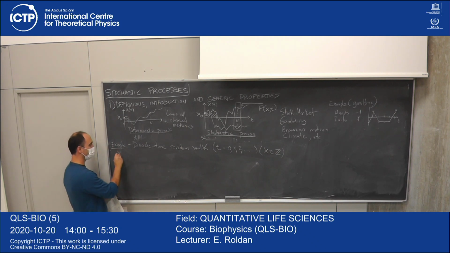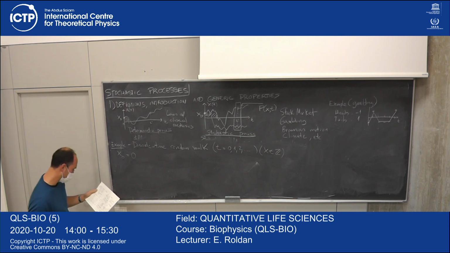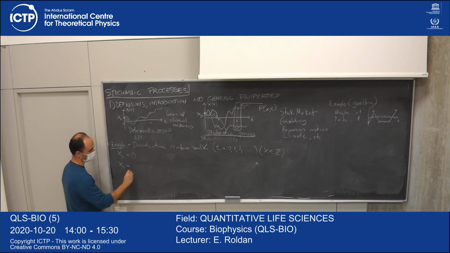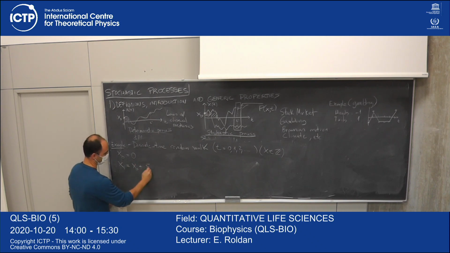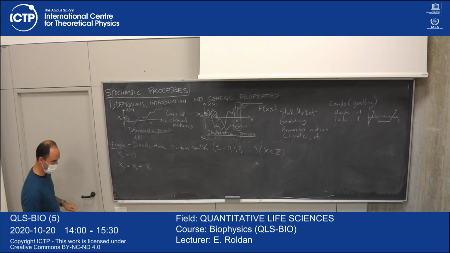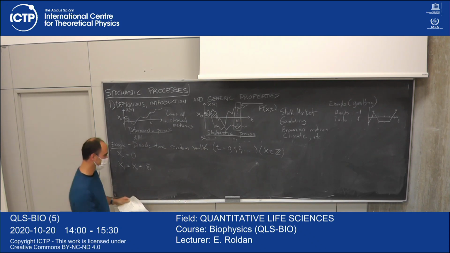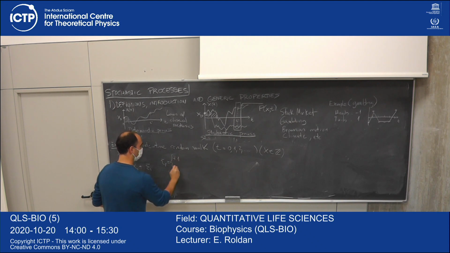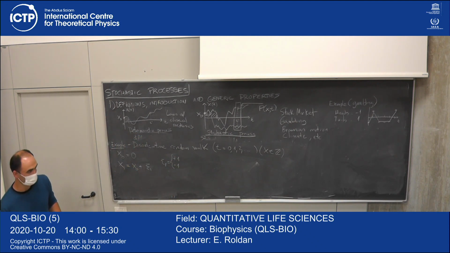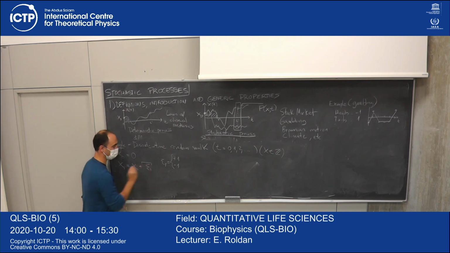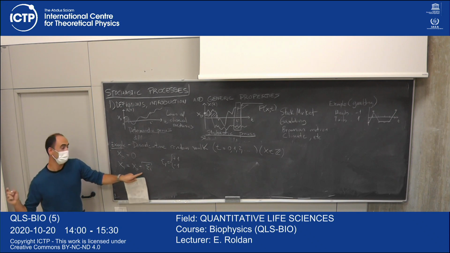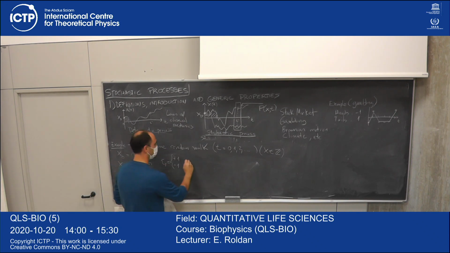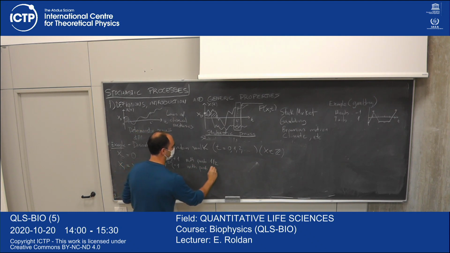It is defined as follows: at time 0, we are in 0. At time 1, we are in x1, which is x0, which is 0, plus a noise increment, xi1. So what is xi1? Xi1 is plus 1 or minus 1. So it's a random variable. This is a random variable. This is not random because it's the previous step. But this is random. It's plus 1 with probability 1/2 and minus 1 with probability 1/2.